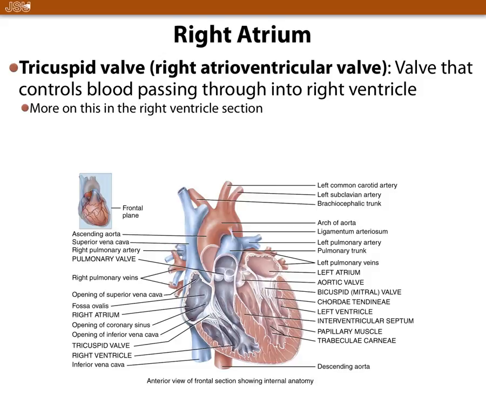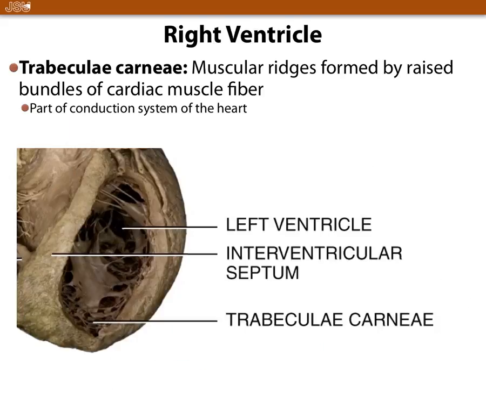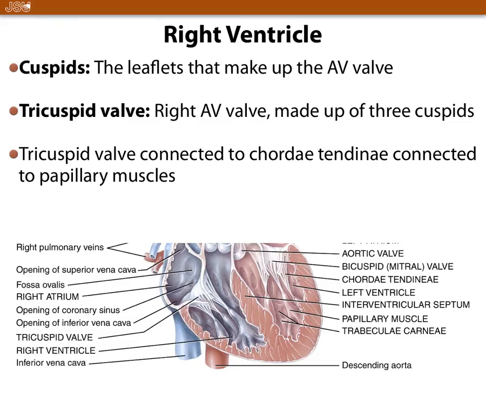So the tricuspid valve, you'll sometimes call this an AV valve, an atrioventricular valve. Atrium to the ventricle, so it's an AV valve, or also called a tricuspid valve. This valve will close off the atrium and the ventricle. Trabeculae carneae, these are muscular ridges inside, just know the definition.